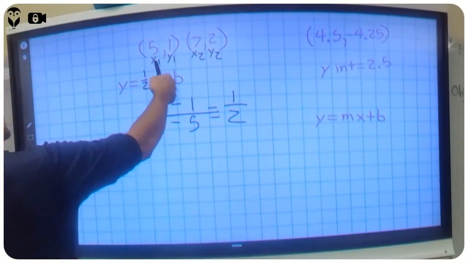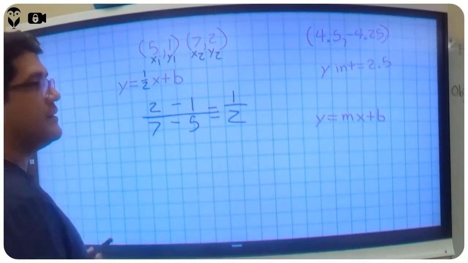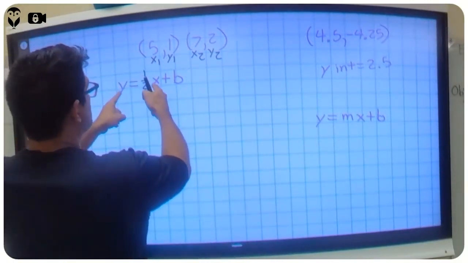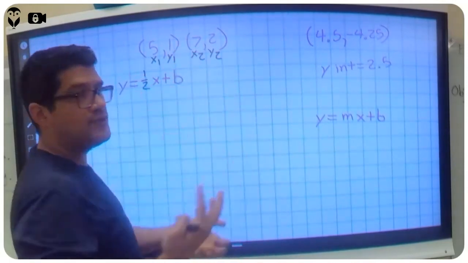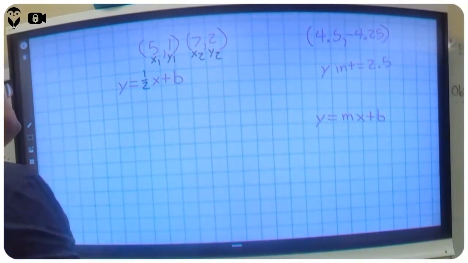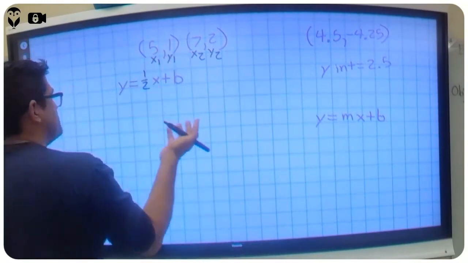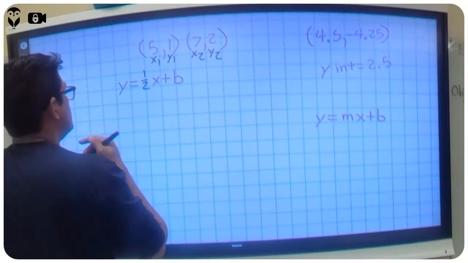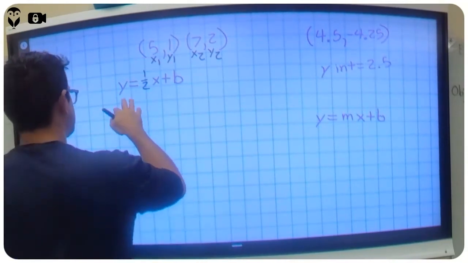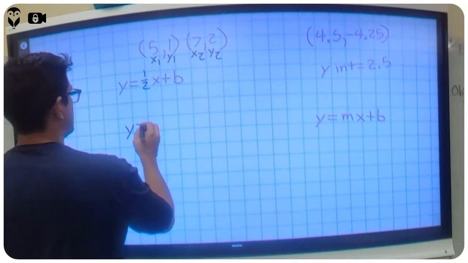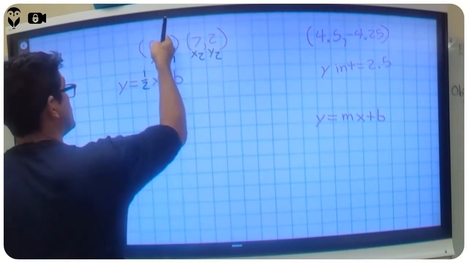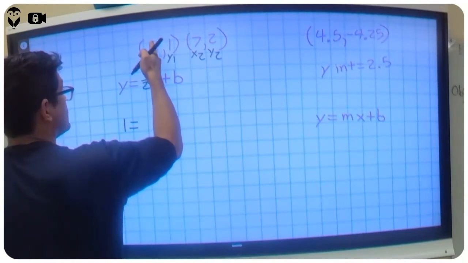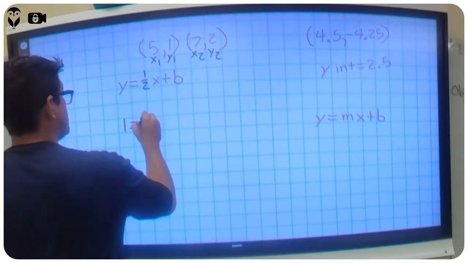But I have to finish the equation. I also need the y-intercept. So now, what can I do? Well, I can fill in these 2 spots with any of these points, whichever you deem to be easier to deal with. For me, it would be probably the 5, 1. So let's use the 5, 1. So y equals, so I'm replacing y with 1, and I'm replacing x with 5.